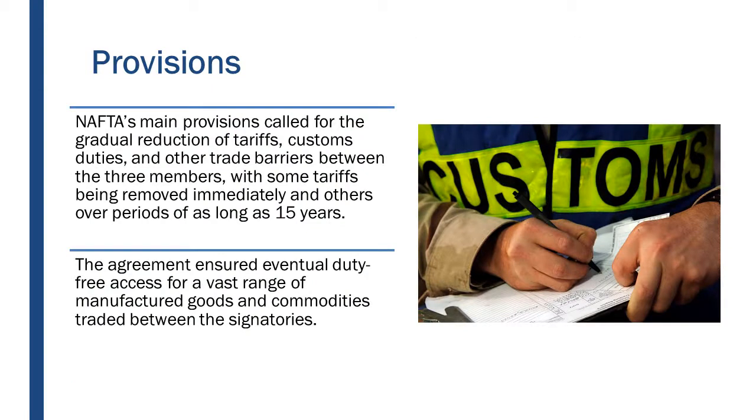Provisions. NAFTA's main provisions call for the gradual reduction of tariffs, customs duties, and other trade barriers between the three members, with some tariffs being removed immediately and/or over periods of as long as 15 years. The agreement ensures eventual duty-free access for a vast range of manufactured goods and commodities trade between the signatories.